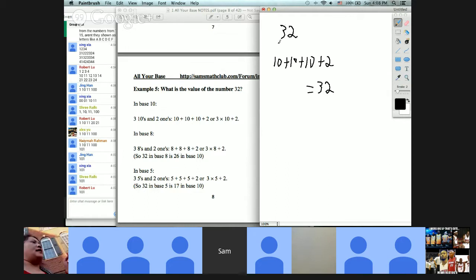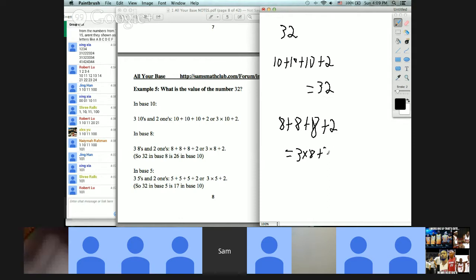So in base 8, instead of 3 tens, it's now 3 eights. So it's 8 plus 8 plus 8 plus 2. Or it also equals 3 times 8 plus 2. So 32 in base 8 is 26 in base 10. So this equals 26.